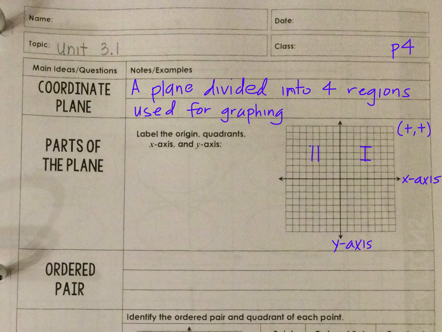We go counterclockwise. Quadrant 2, the x's are negative, but the y's are positive. Quadrant 3 is negative, negative, and quadrant 4 is positive, negative. The other thing is this center point right here. That is 0, 0, and we call that the origin.